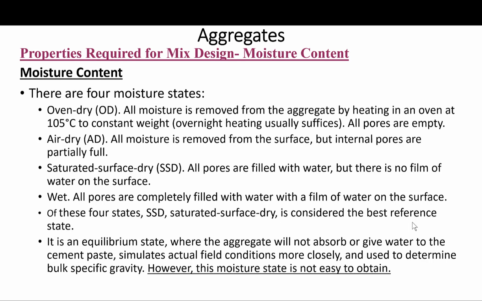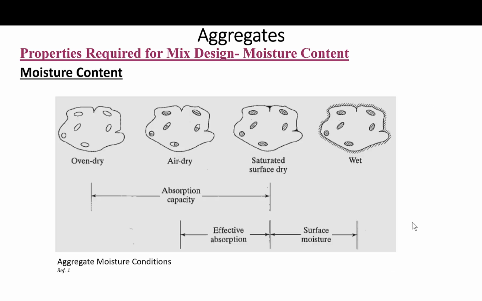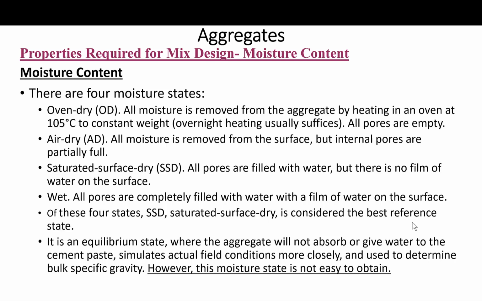So there are 4 moisture states. It is convenient to define the moisture states of the aggregate in these 4 states. I will show them schematically here, but let's talk about them. First one is the oven dry, abbreviated as OD. In this case, all moisture is removed from the aggregate by heating in an oven at 105 degrees Celsius to constant weight. Basically, if you are in a lab, you will do this, overnight heating, and that will be enough. All pores are empty.